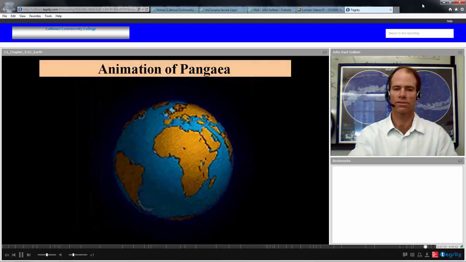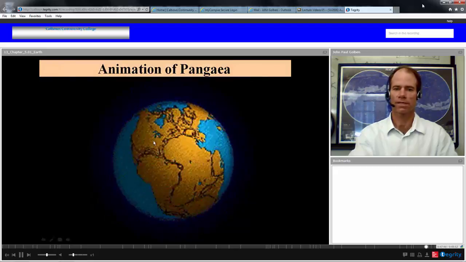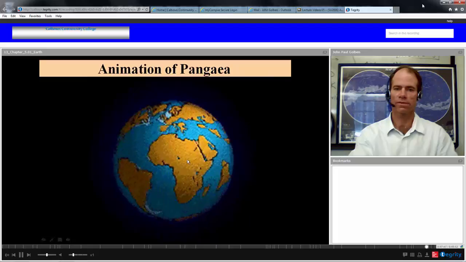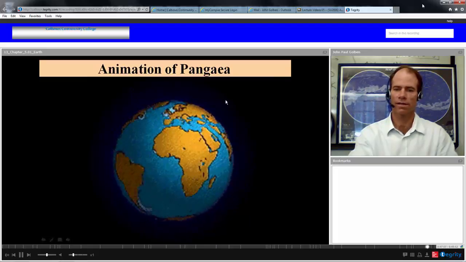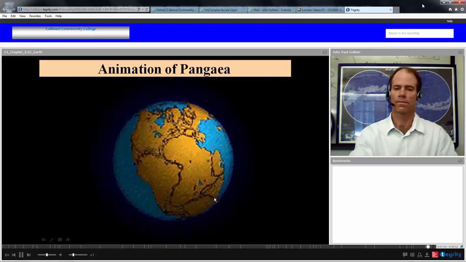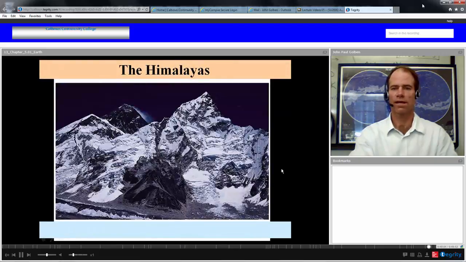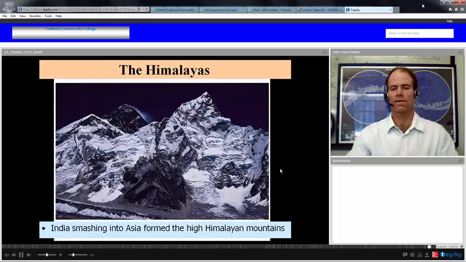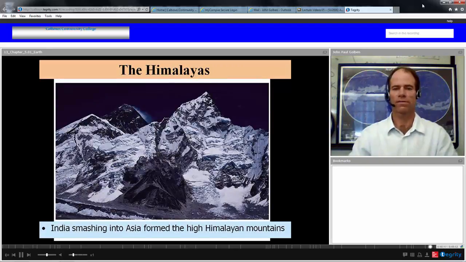Here's a look at Pangaea breaking up. As this breaks up, you can see North America moving away from South America and Africa. You can see India break off over here, fly up here, and slam into Asia. The result of that is the Himalayas, the highest points on the Earth, where India slammed into Asia, pushed that rock up, and we have these very high mountains, the Himalayas in Tibet.